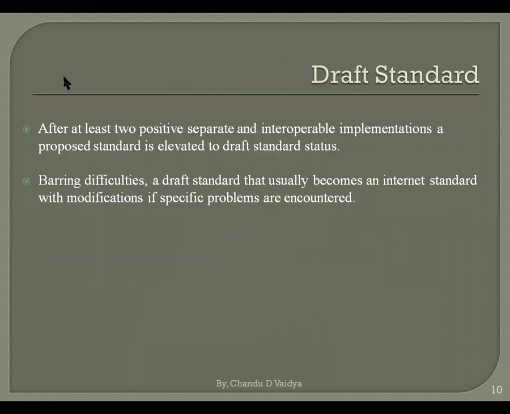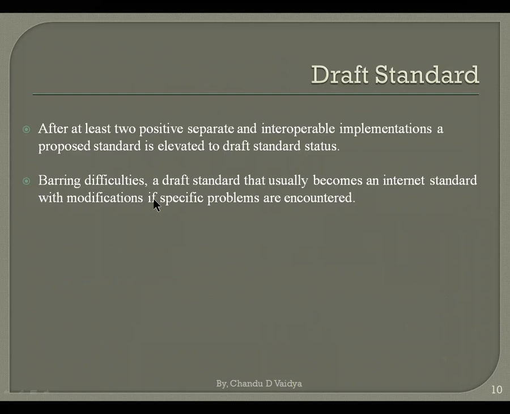Second will be the draft standard. After at least two positive, separate, and interoperable implementations, a proposed standard is elevated to the draft standard. So after proposed standard testing, it leads to the draft standard after the two positive, separate, and interoperable implementations. So implementation is required over here. Barring difficulties, the draft standard usually becomes an internet standard, with modifications if specific problems are encountered.